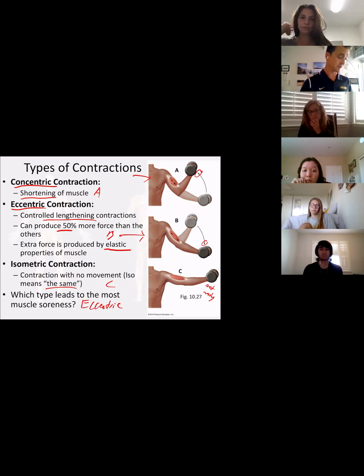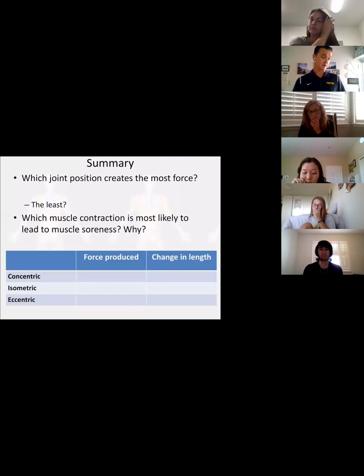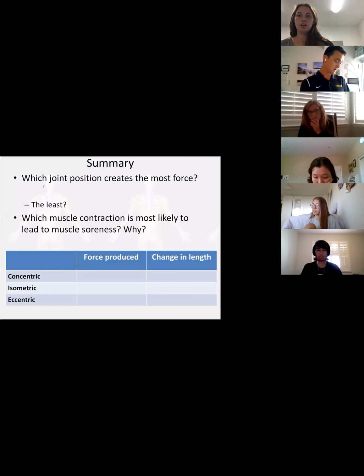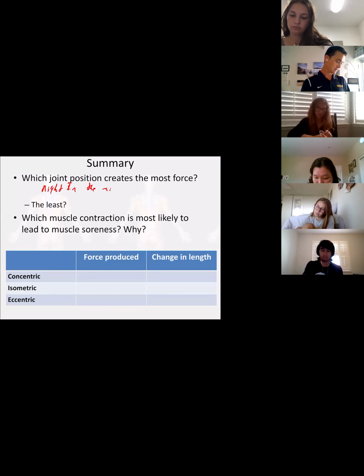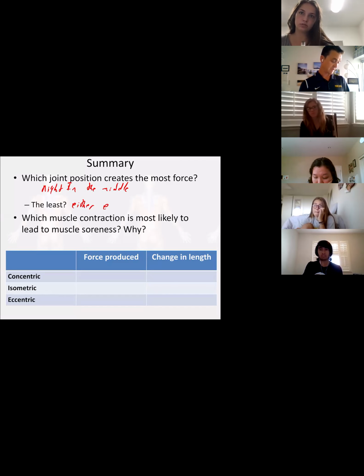Okay, good question. So let's summarize this a little bit. Which joint position produces the most force? We'll just say right in the middle. Which one produces the least? We didn't really differentiate between the 2 extremes, but we'll just say either extreme, either fully lengthened or fully shortened.